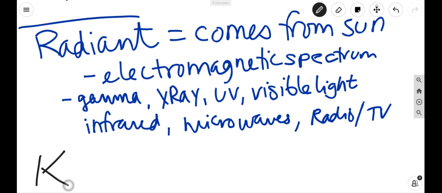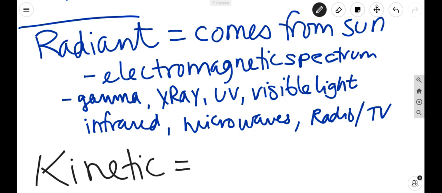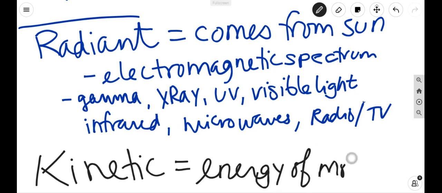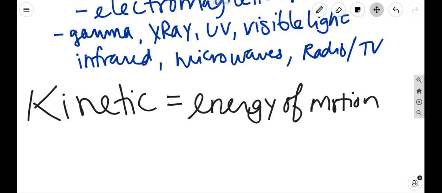Okay. The next type of energy, and you can always pause this to get caught up, is kinetic. Kinetic is the energy of motion. All right, so the energy of motion.